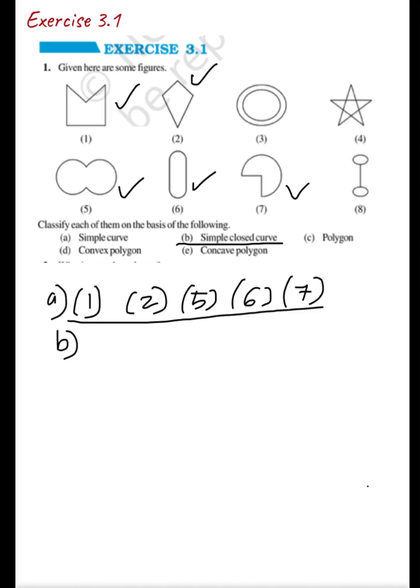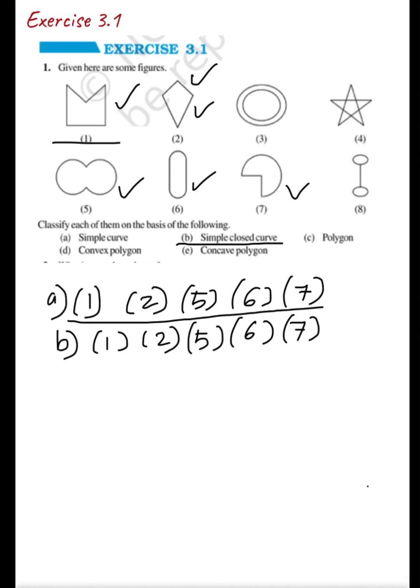First one. It's a simple curve, and is it closed? Yes, it's a closed one. So you can write 1. What about 2? Is it closed? Yes, it's again closed. Now what about 3 and 4? We have already cancelled them. Why? It's not simple. Now what about 5? Is it closed? Yes, it's closed. What about 6? It's also closed. What about 7? It's also closed. So 1, 2, 5, 6 and 7 are simple closed curves.